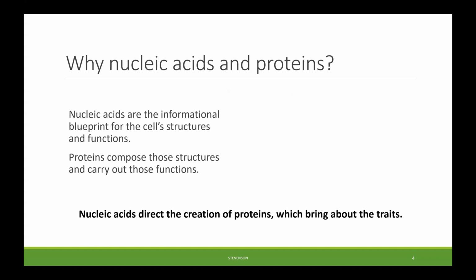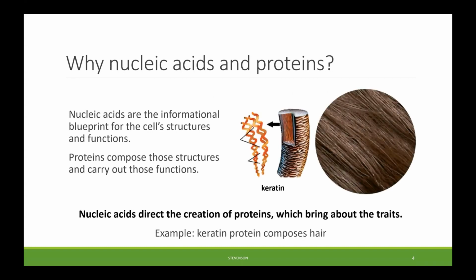And I'll give you some specific examples to better understand this. So here's one example. Your hair is made up mainly of a protein called keratin. The instructions for making this keratin protein are written in your DNA. Some people have the alleles that encode a version of the keratin protein that coils up around itself, which creates curly hair.